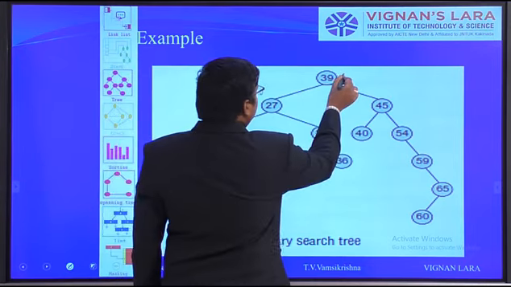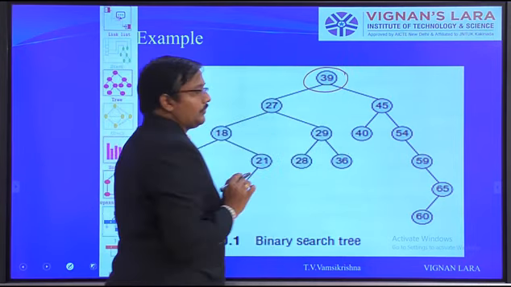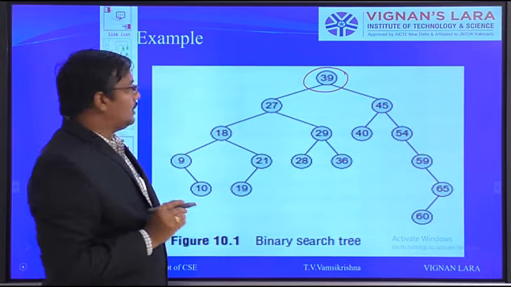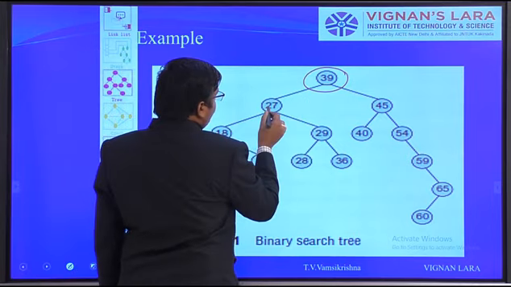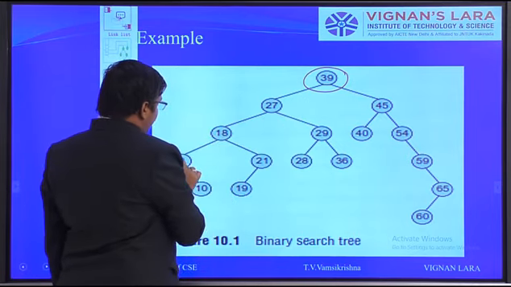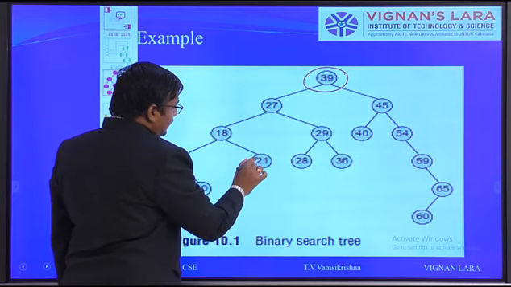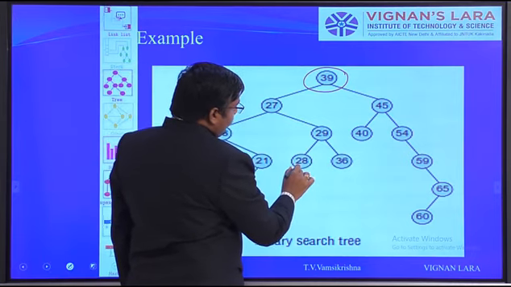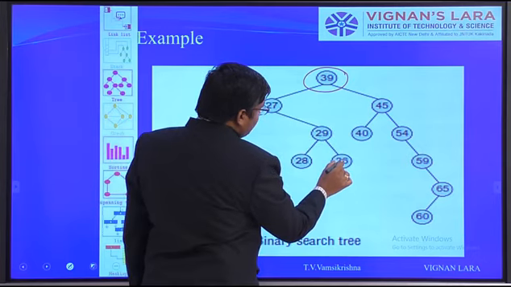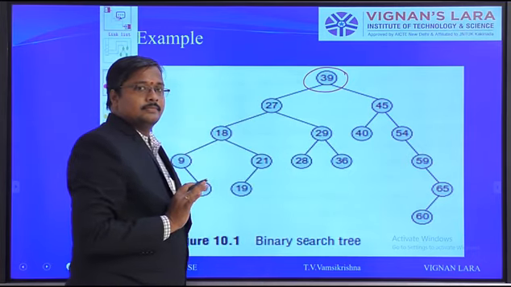So first, 39 is the root element. Compared to 39, 27 is less, 18 is less, 9 is less, 10 is less, 19 is less, 21 is less, 28 is less, 29 is also less, and 36 is also less.